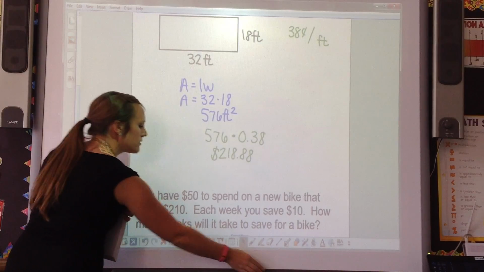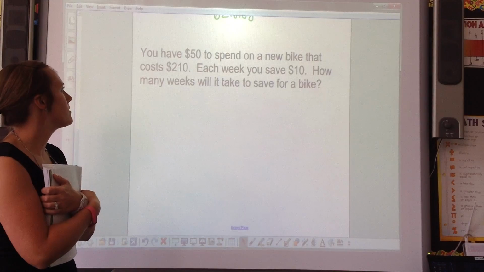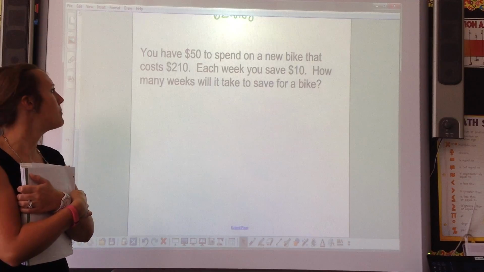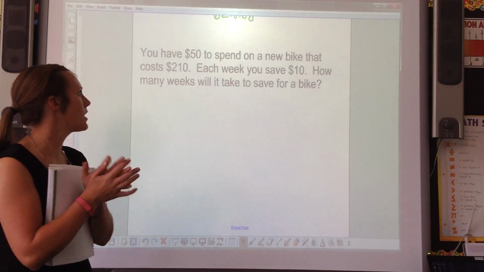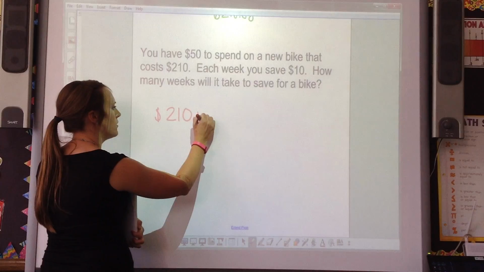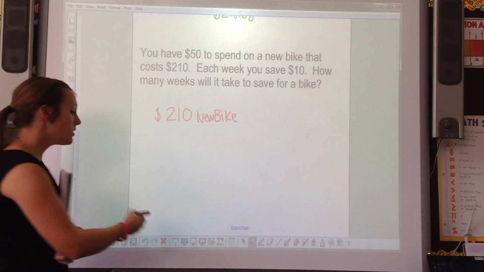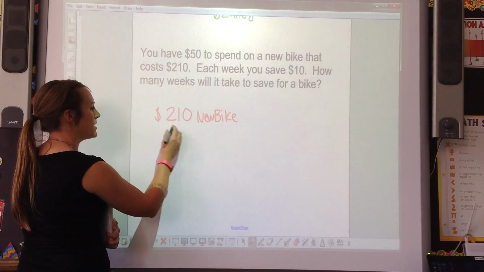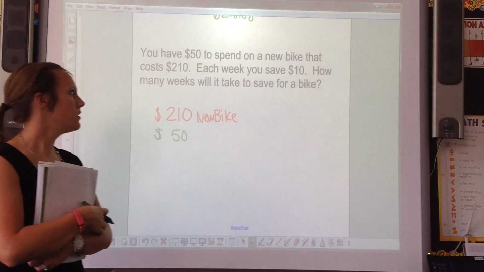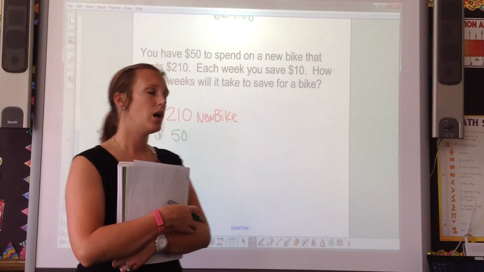Alright, last problem, right? You have $50 to spend on a new bike that costs $210. Each week you save $10. How many weeks will it take to save for a bike? Okay, so I know that I want to buy a brand new bike for $210. New bike. Okay, but I already have $50. Woohoo, my allowance money. I have $50 currently. Each week, I'm saving $10 as well. We need to see how long it's going to take me to get this bike.